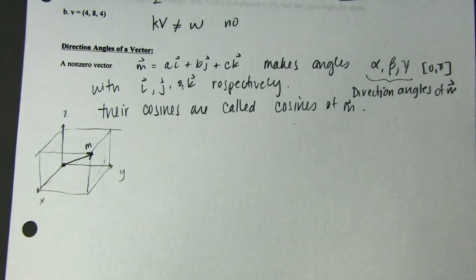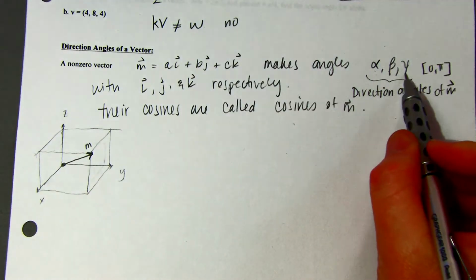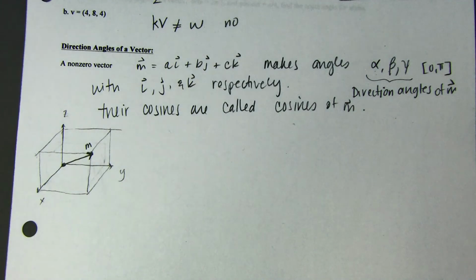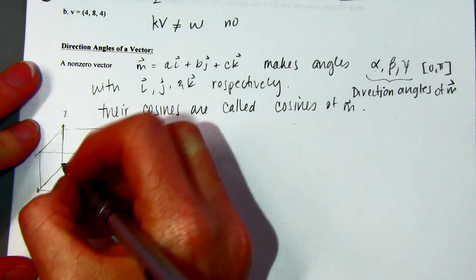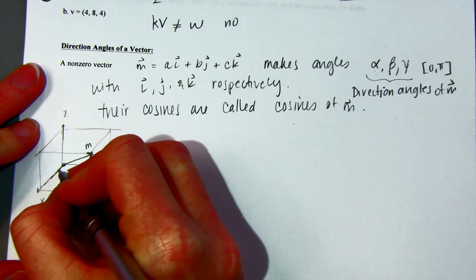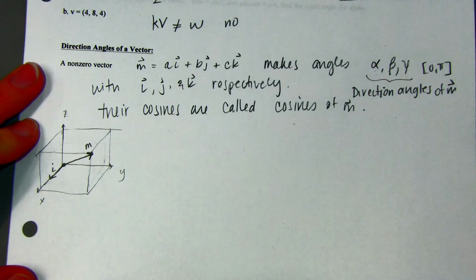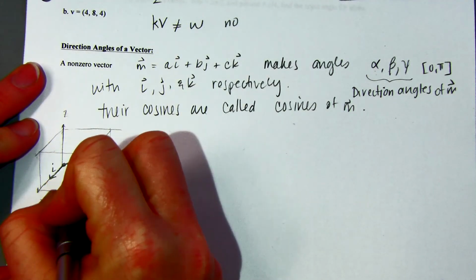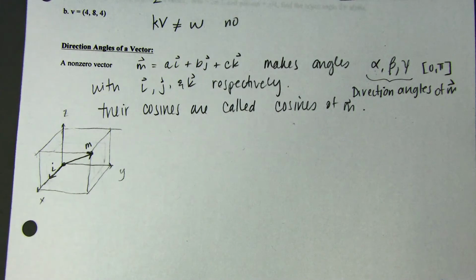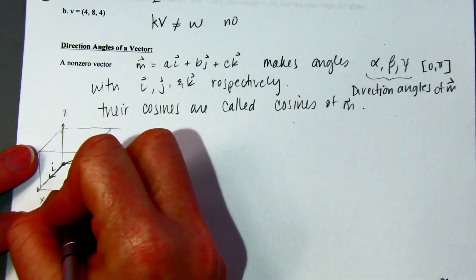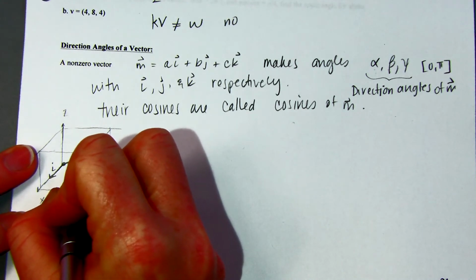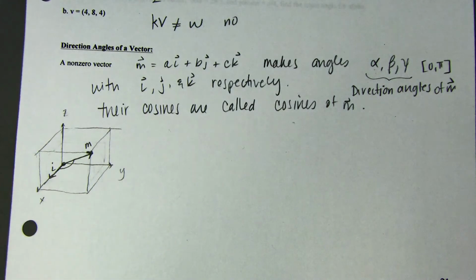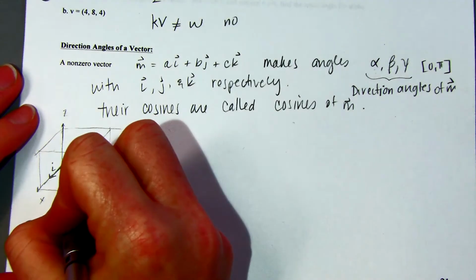This vector makes angles alpha, beta, and gamma with the unit vectors i, j, and k respectively. Here's the unit vector i on the x-axis, and there's an angle between i and m. It's actually on a diagonal plane, so this is the hard part to visualize. The angle from vector m to vector i on this diagonal plane is what we call alpha.